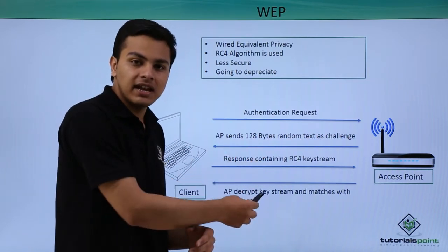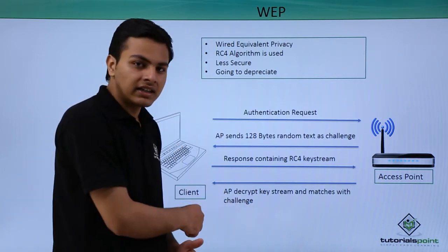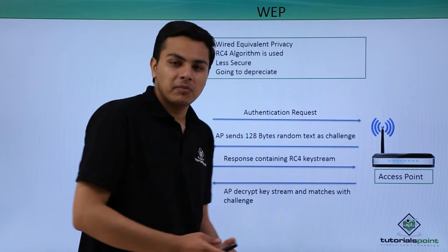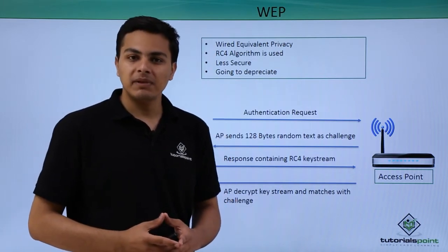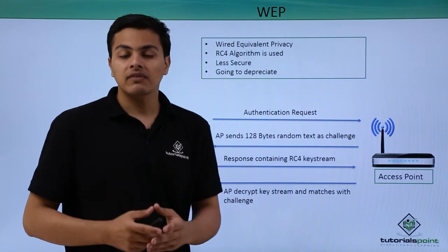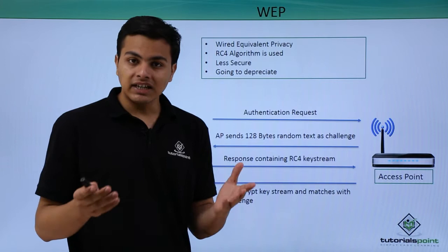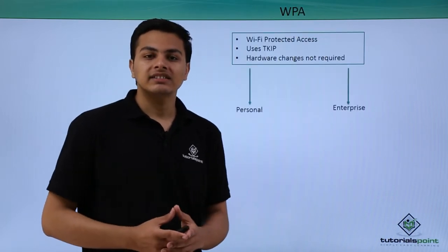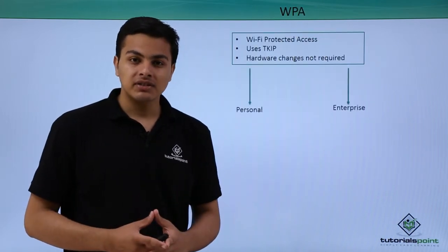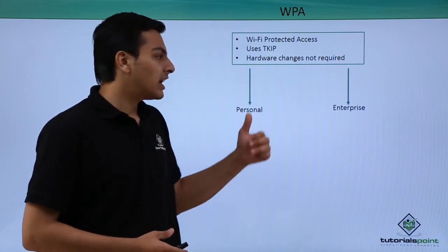If the challenge is matched, then the authentication is successful and the data transfer between the client and access point begins. So this was the case of WEP, but most security researchers started finding vulnerabilities and weaknesses in the encryption of WEP. Then the IEEE committee introduced another kind of wireless encryption which is far better than WEP, and that encryption standard was WPA.